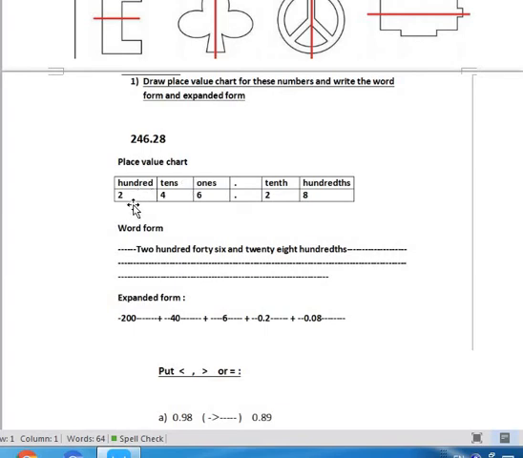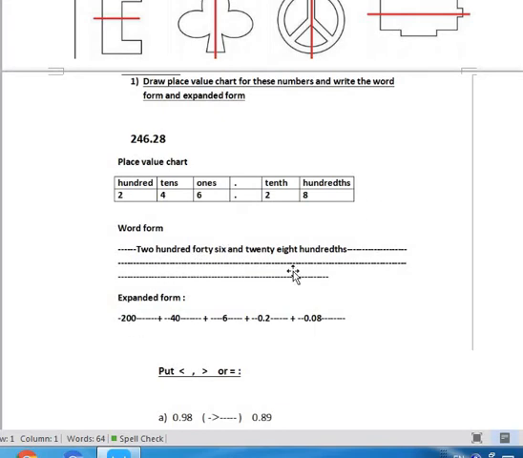I have here 246.28. When I want to write it, I write it as I say it: 246, and for the decimal point don't forget to write "and", 28 hundredths. The place value of the number after the decimal point is called tenths. After tenths, hundredths. After hundredths, thousandths, and so on.